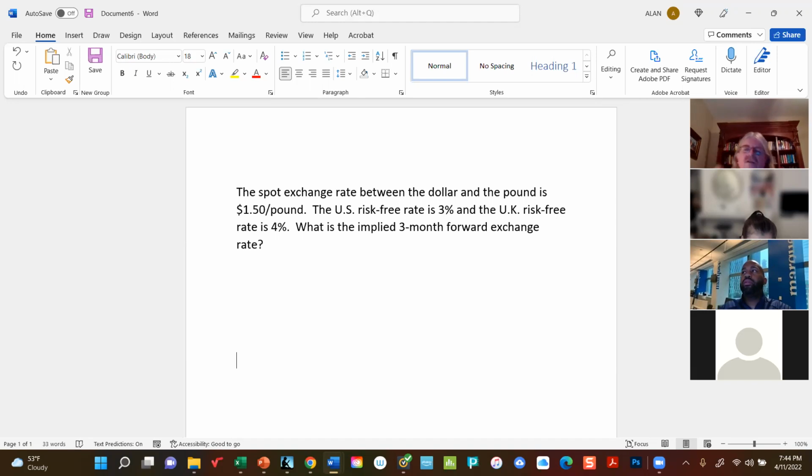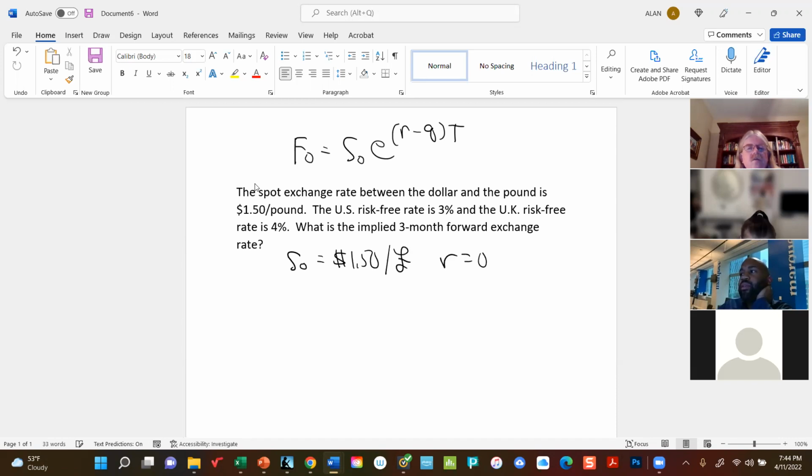Now, the thing about these forward contracts is they often, but not always, have increments of every 3 months. In other words, there's a 3, 6, 9 month forward exchange rate, which you see happening quite often. Now, the formula, remember, is: S0 is $1.50. R is 0.03. Q is 0.04. T is 3 months, which is a quarter of a year.